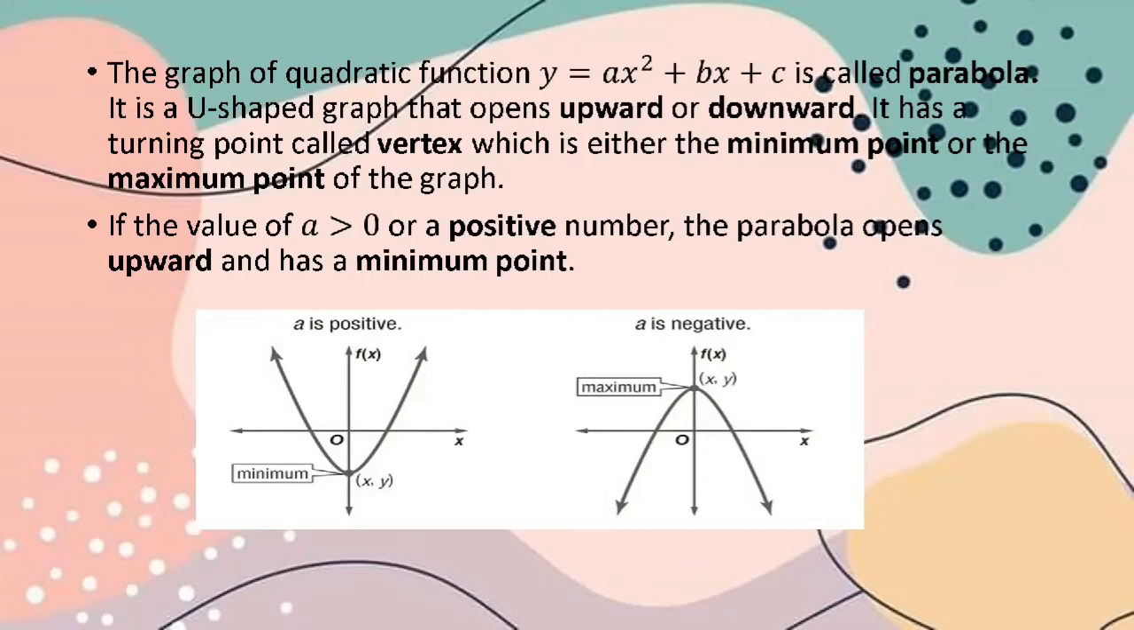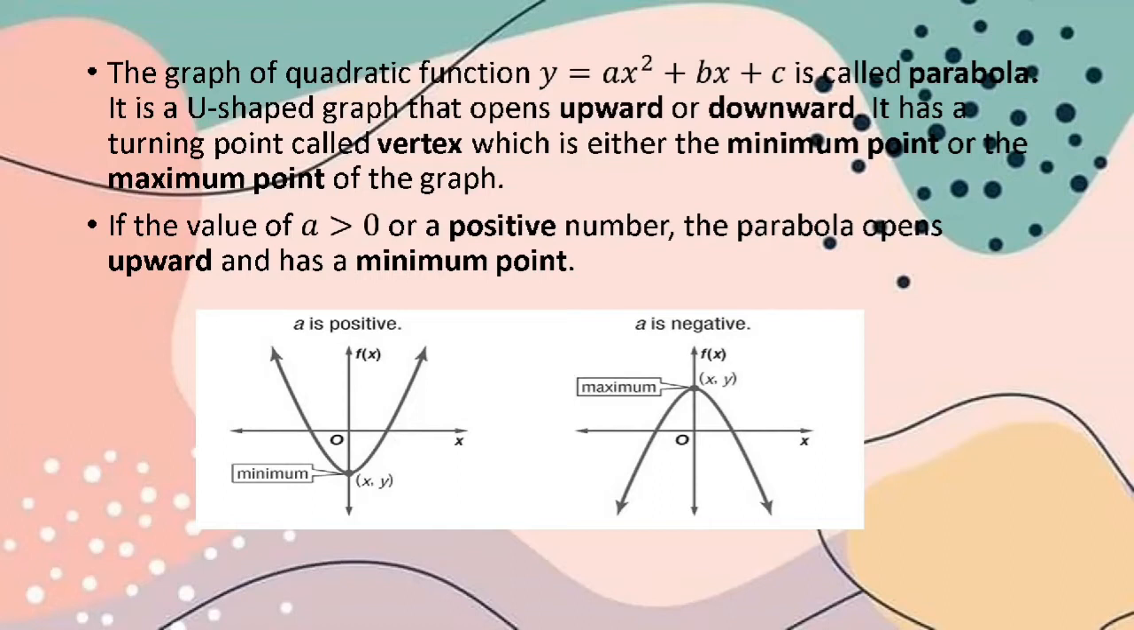So, ano ba yung minimum and maximum point natin? So, it is a turning point which is called vertex. So, pag sinabi natin vertex, it is the intersection of the two lines in the parabola. So, yung intersection ng dalawang line. So, later on, we will show you what is the vertex.